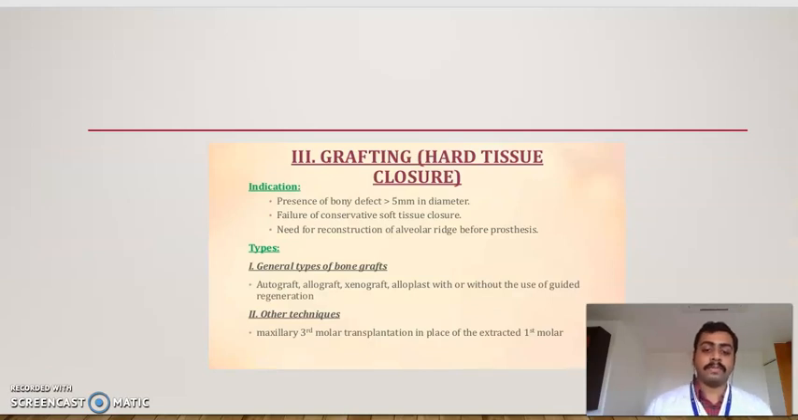Grafting or hard tissue closure. The indications are: presence of a bony defect greater than 5 mm in diameter, failure of conservative soft tissue closure, and need for reconstruction of the alveolar ridge before prosthesis. Types: general types of bone graft and other techniques. The general types of bone graft are autograft, allograft, xenograft, and alloplast, with or without the use of guided regeneration. Other techniques are maxillary third molar transplantation in the place of the extracted first molar.